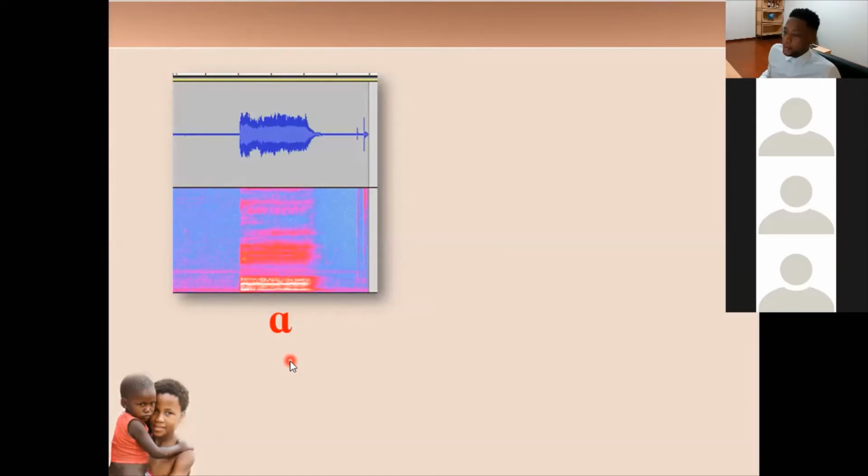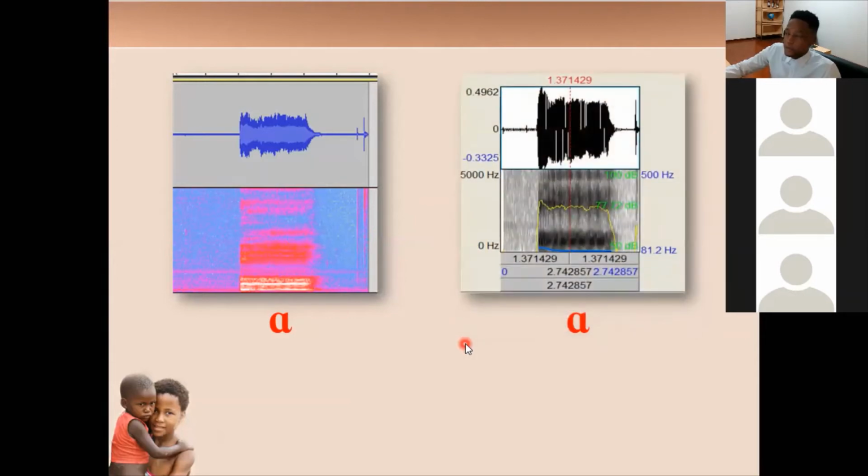And this is me again saying the R sound. In this case, I'm using the Praat app. Again, within the Praat app, on the top is the amplitude, the physical image of the sound, and at the bottom there's the spectrogram.